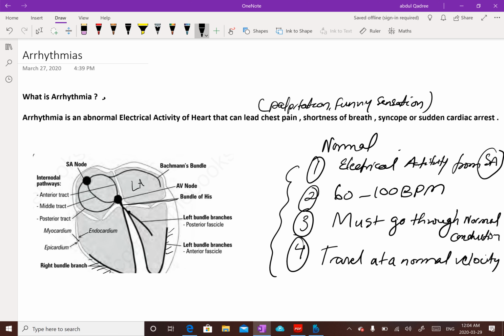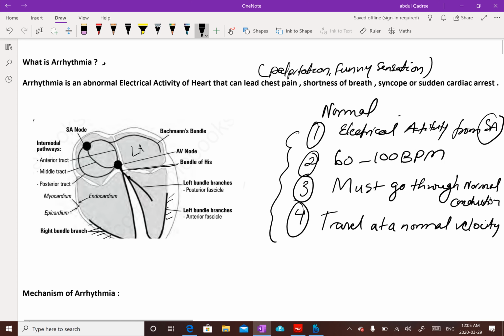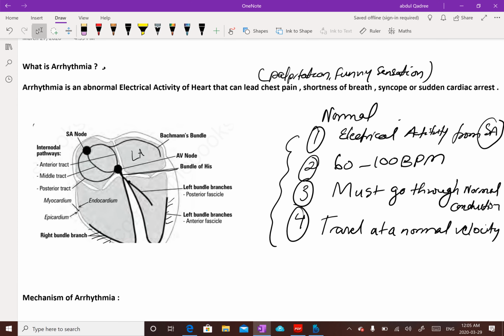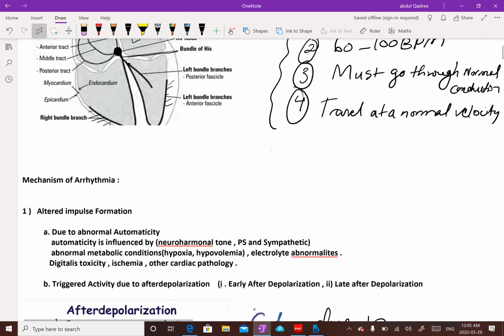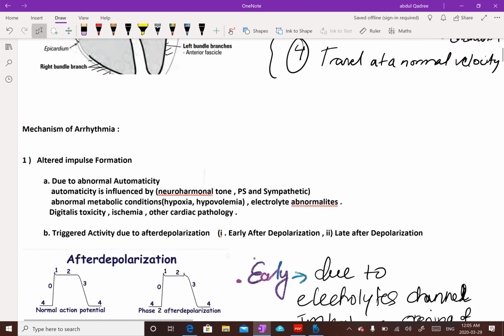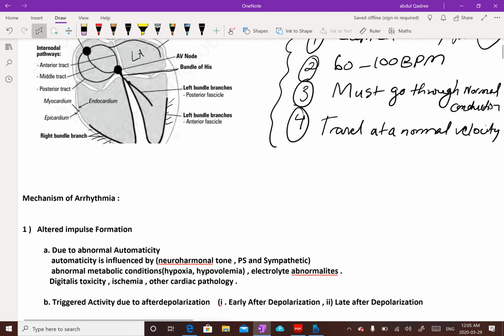All right, I think you understood. I'm not going to spend a lot of time. If you really need to, just look at this picture yourself and put in your brain how the electrical activity is conducted through the normal pathway. We're going to move forward and talk about the main mechanism of arrhythmia, because that is very important for us. All right, let's move forward. Mechanism of arrhythmia. So this is what it is basically.